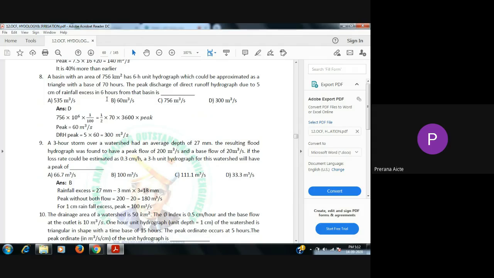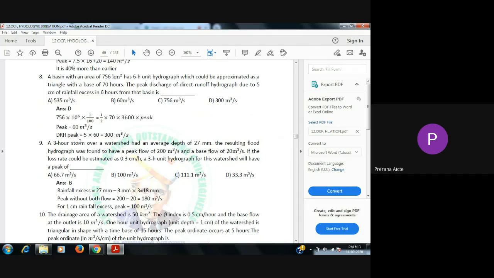Now area, how much area actually? 756 square kilometer into 10 power 6 meter square into 1 centimeter effective rainfall, that's 1 by 100. That's equal to the area of the triangle. Area of triangle is half B H, half into B, 70 hours, into H. H is in meter per second, as it is. But what about 3600? It is meter per second into 60 per minute into 60 per hour. So you get the peak equal to 60 meter per second.